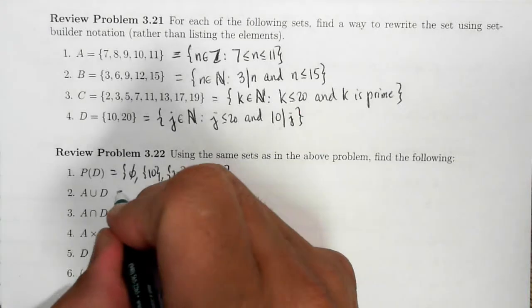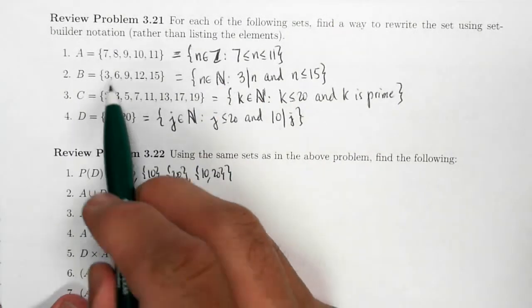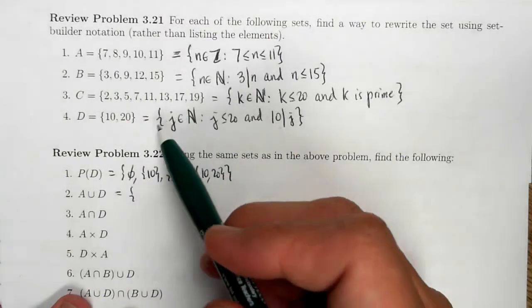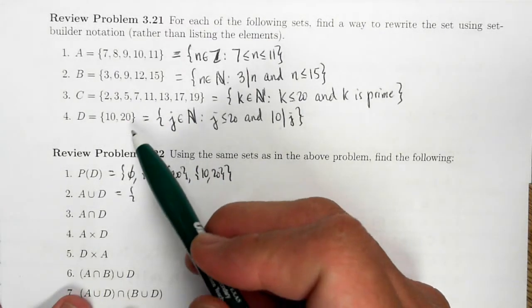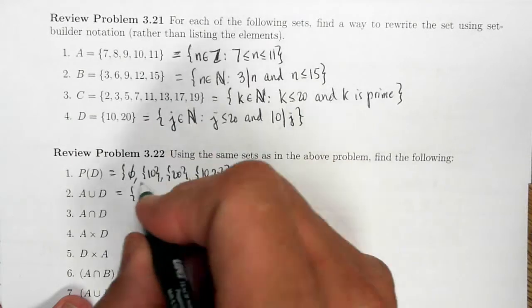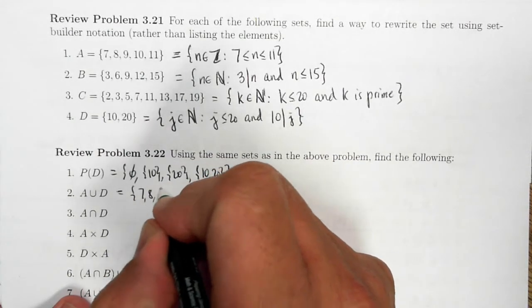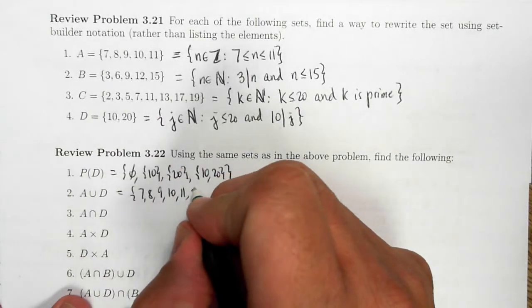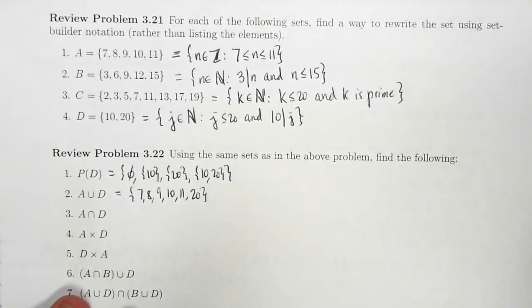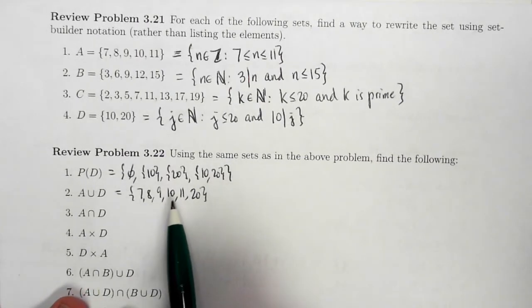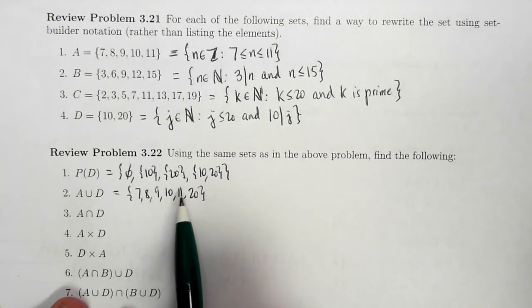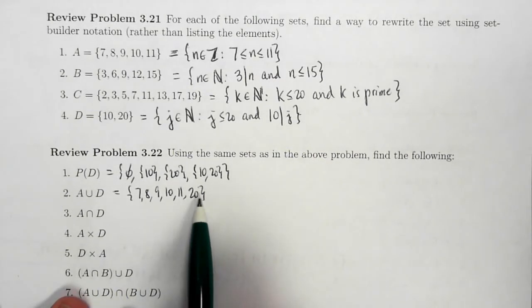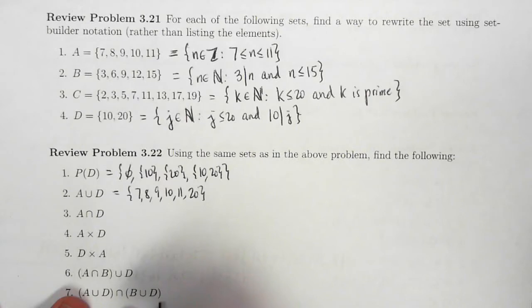A union D. Okay, A union D would be 7, 8, 9, 10, 11, 10, 20. Now, to avoid making it look like it has 7 elements, I'm not going to list the 10 twice. So 7, 8, 9, 10, 11. I've already listed 10 once, and so I don't list it a second time, 20. Now, there would be nothing quote-unquote wrong with listing out 10 twice. It would be the same set, but it certainly looks better to not repeat elements.